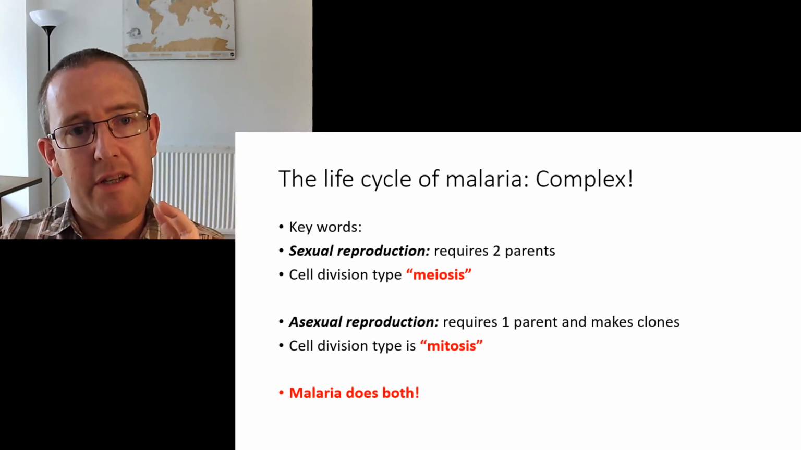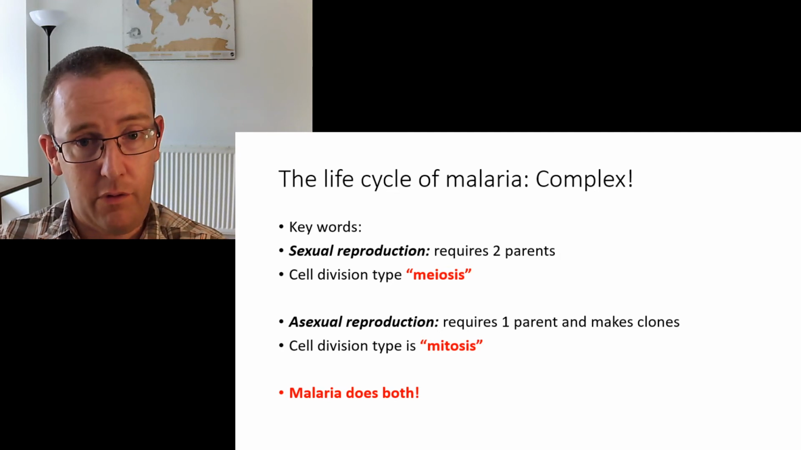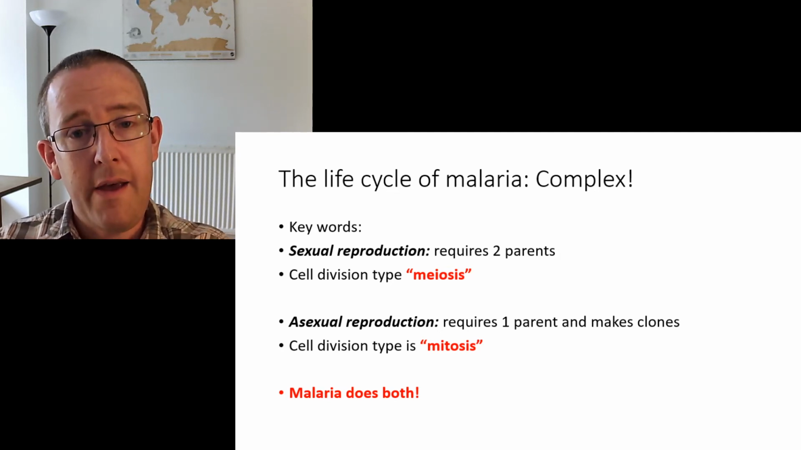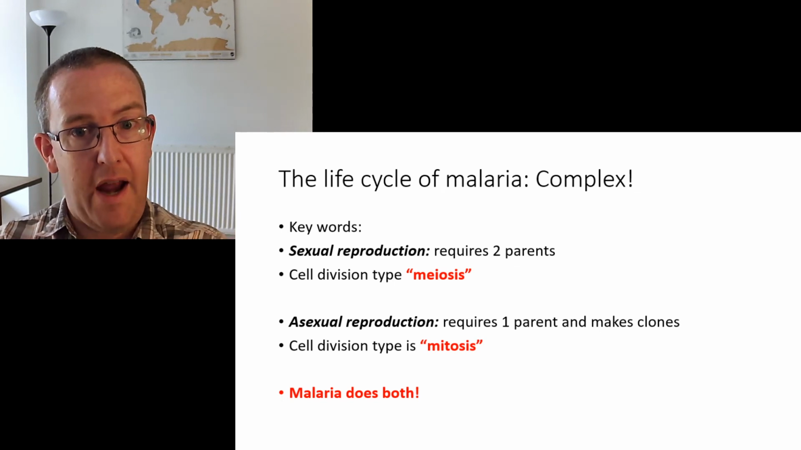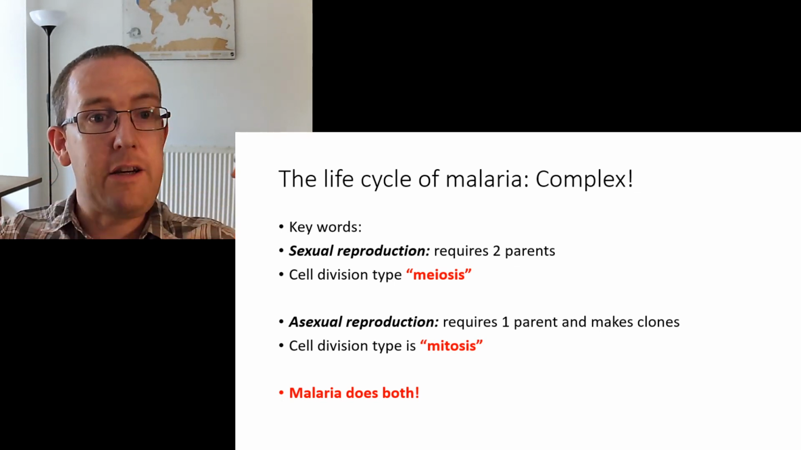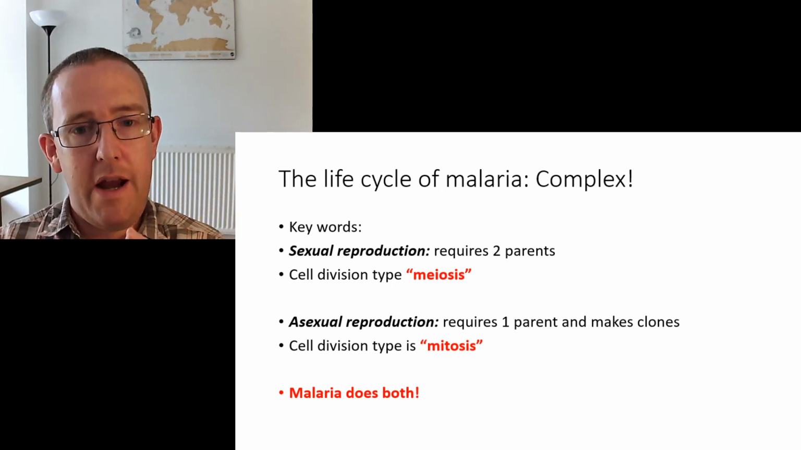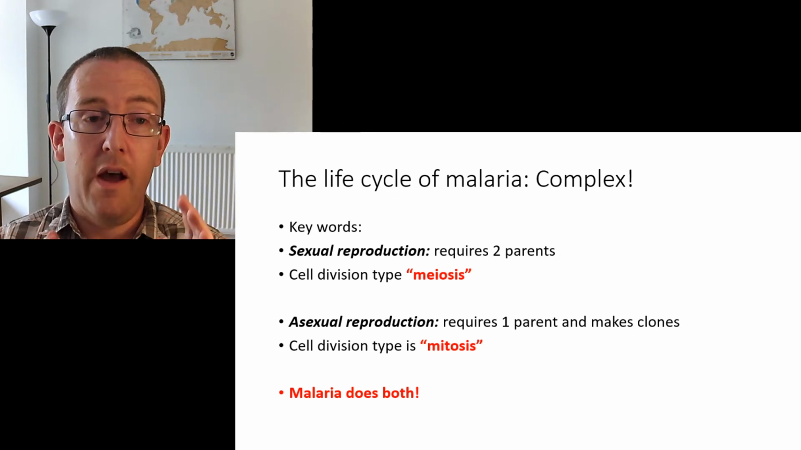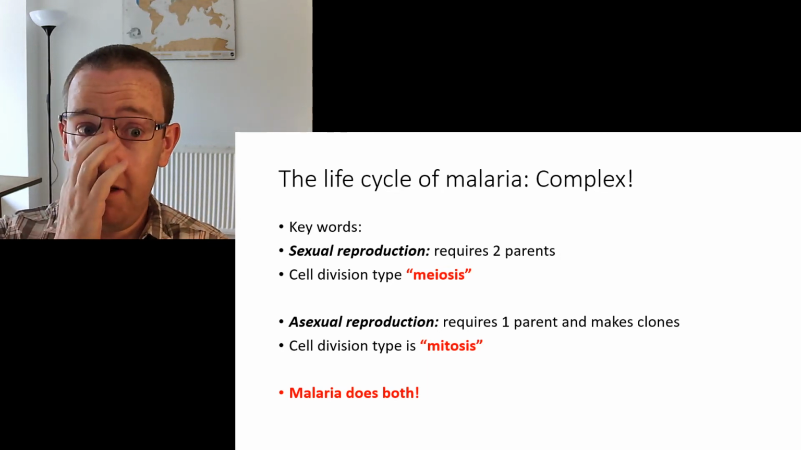Now, there's two different types of cell division, which we will go into in more detail in the biology GCSE as we go into year 10, so on and so forth. Those are meiosis, which is the one that makes gametes, sperm and egg, and mitosis, which is basically just cells replicating. Now, the complicated thing about malaria is it does both at different times of its life cycle.